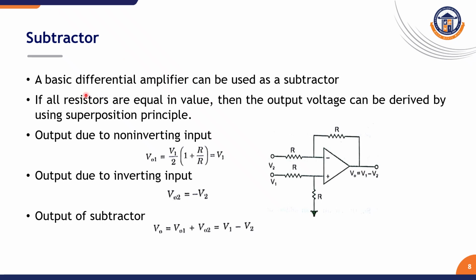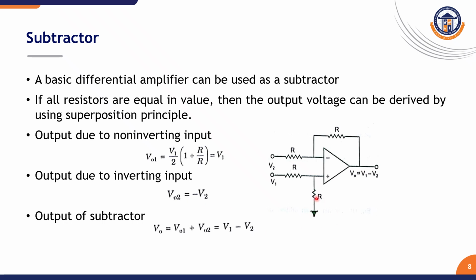Subtractor. A basic differential amplifier can be used as a subtractor. If all the resistances are equal in value, then the output voltage can be derived by using the superposition theorem. Here two inputs V1 and V2 are given to the inverting and non-inverting terminals. To find the output voltage V01 due to the non-inverting terminal of the operational amplifier, you should ground V2 and find out V01.